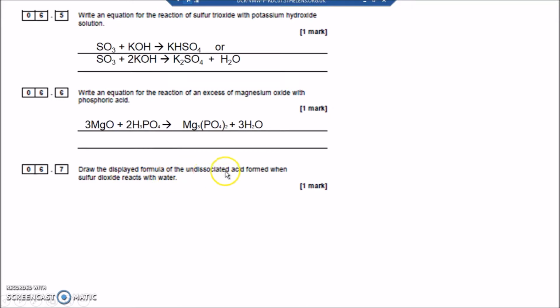Draw the displayed formula of the undissociated acid when sulfur trioxide reacts with water. So you've got SO3 and H2O, and SO3 and H2O is going to make H2SO4, sulfuric acid, and it looks like that. Sulfurous acid, H2SO3, looks like that. You'll probably know that from paper 2, from your organic reactions, your electrophilic addition, and SO3 looks like this.